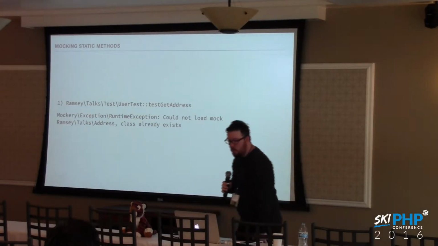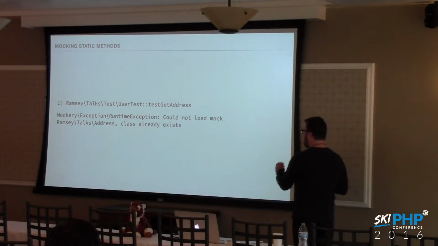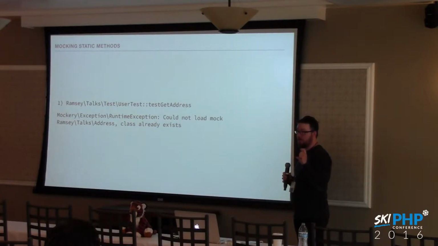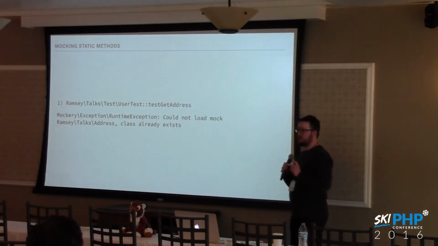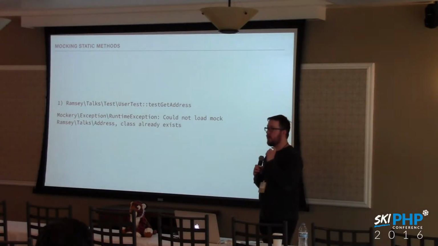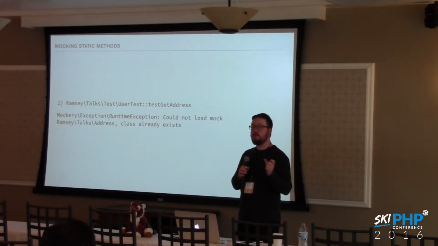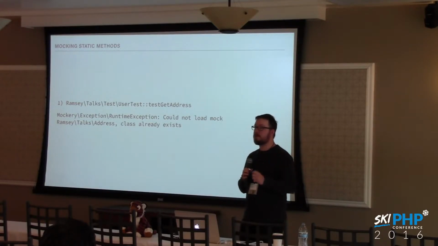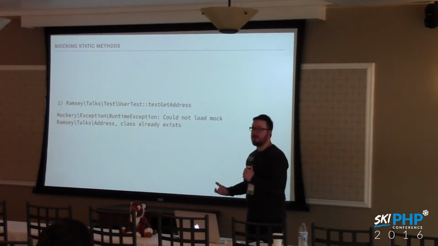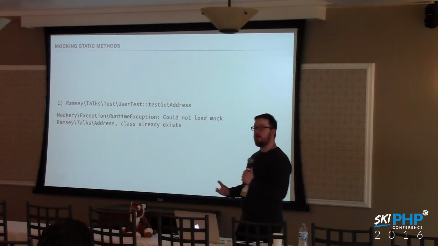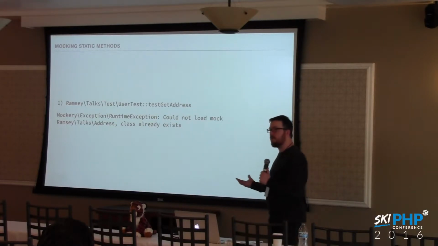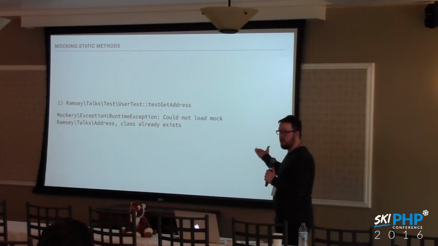All right. What is going on here is if we were to run this without that comment at the top that you saw on the last slide, we would get an error that looks like this. Could not load mock Ramsey Talks Address, class already exists. This will happen if you're using auto-loading and it's already been loaded in a previous test. That means that the class is already in scope. Your real class is already there. And Mockery cannot create another class with the same name, or PHP can't create another class with the same name. And that's what it's telling you right here. It's trying to create another class with the same name.